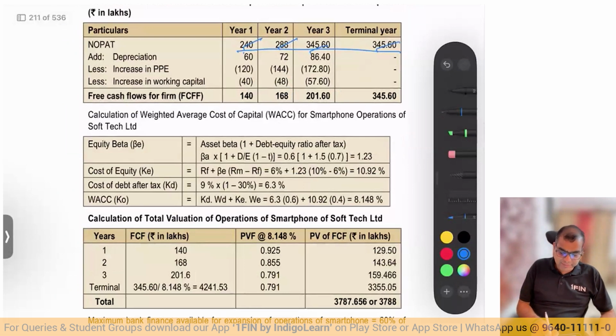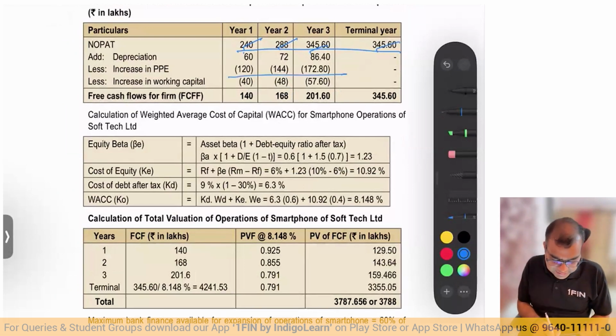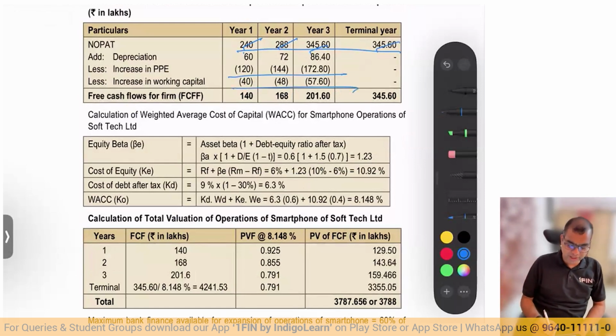Then you have increase in PPE, which we have computed above. After that, depreciation and PPE offset each other. Increase in working capital also we have computed. After that, there is no change in working capital. So you have free cash flow to the firm. This is the free cash flow.